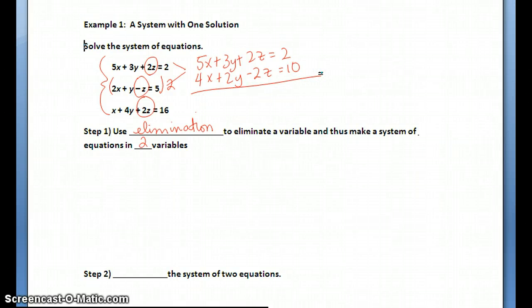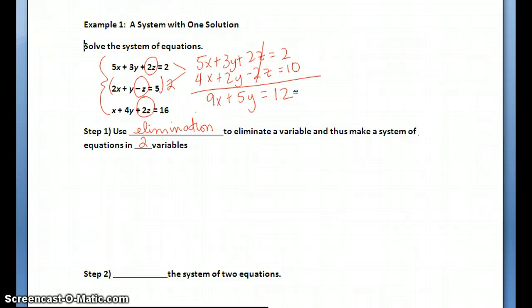And what I find myself with is two equations, and my z's are going to eliminate because 2z minus 2z is 0. And so I'm going to add, just like I did in first grade or something, vertically. I'm going to say 5x plus 4y is 9x, plus 3y plus 2y is 5y. My z's eliminate, and I get 2 plus 10, which is 12.